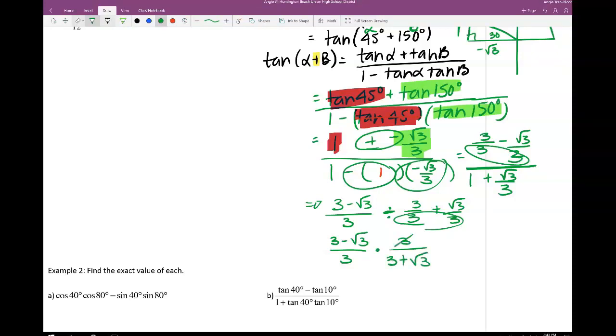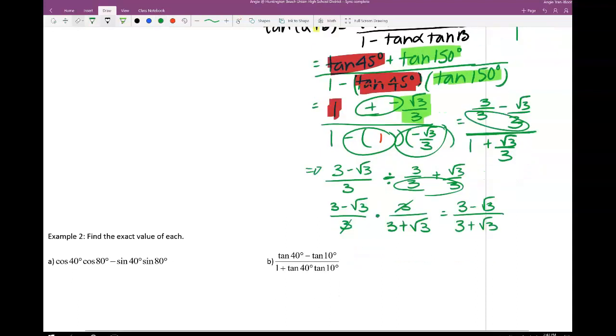Okay, so these 3's will cancel. So we are here. Now, notice how I'm almost done, but there's a radical on the bottom. The radical on the bottom means I need to rationalize that, okay? That means if you have more than one term, go and put parentheses around it. To get rid of this, you want to multiply by its conjugate.